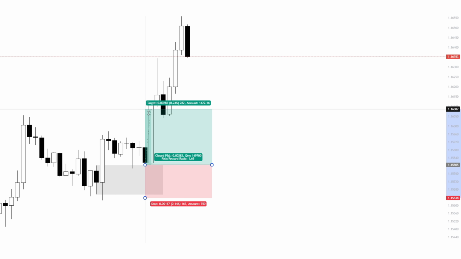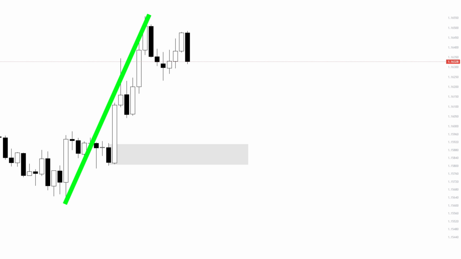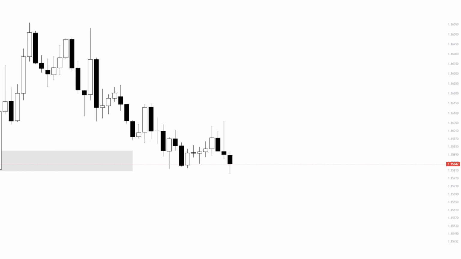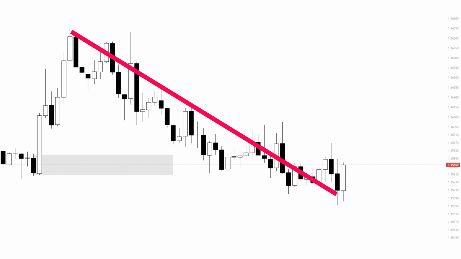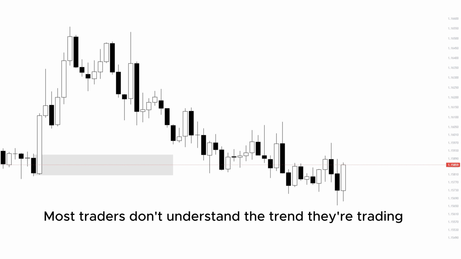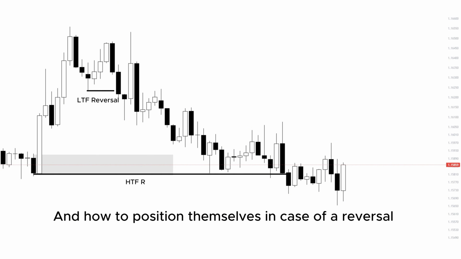Every trend has its beginning and its end. Here we've had the uptrend that later turned into a downtrend. And as simple as it looks to be, most traders don't actually understand the trend they're trading and how to position themselves in case the market is reversing.